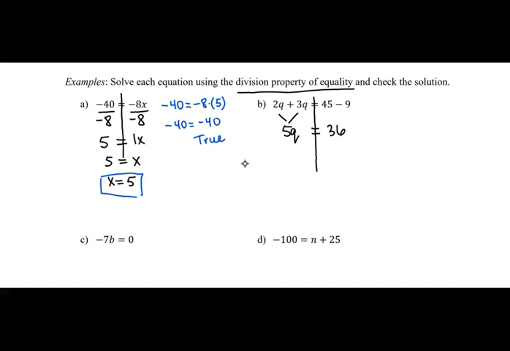The next step is I have 5 times q. In order for me to isolate the variable and solve for q, I need to divide both sides by 5. 5 divided by 5 is a 1, so they will cancel each other. So I will have q equals, and I'm going to leave that as a fraction, 36 over 5.